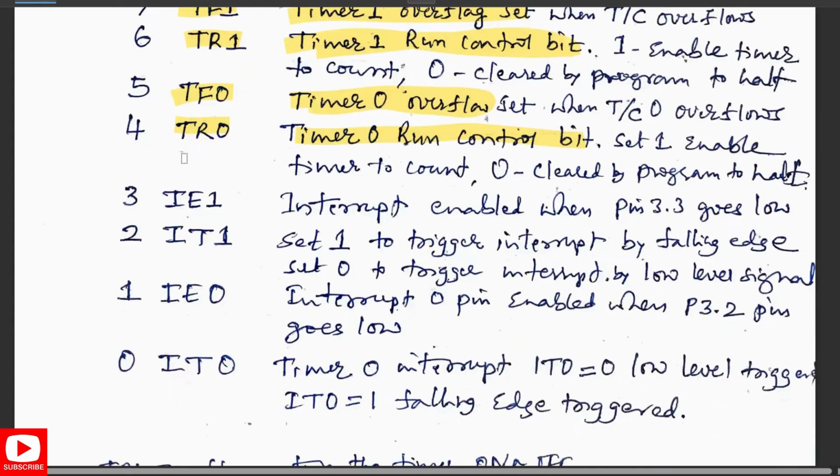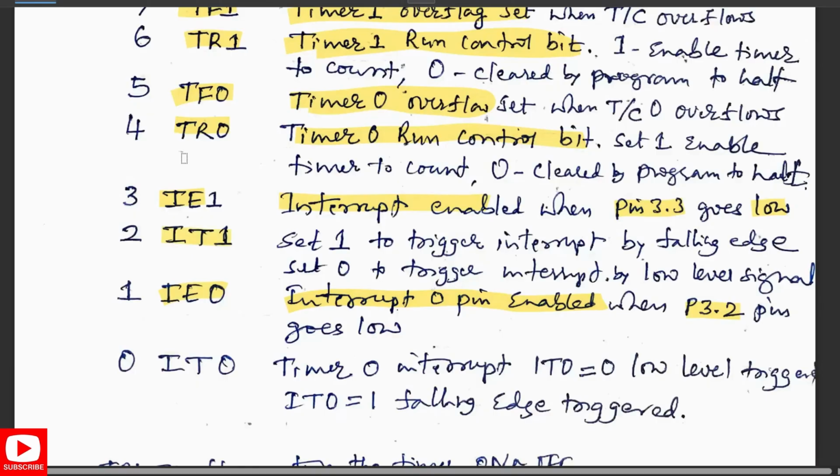Next is IE1. IE1 is the interrupt enable flag. When pin 3.3 goes low, it is set to 1. If it is IE0, then the interrupt 0 pin is enabled. Here it is pin 3.3, and here it is pin 3.2 going low. These two get enabled.